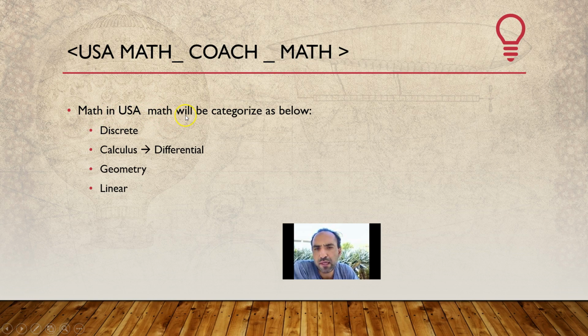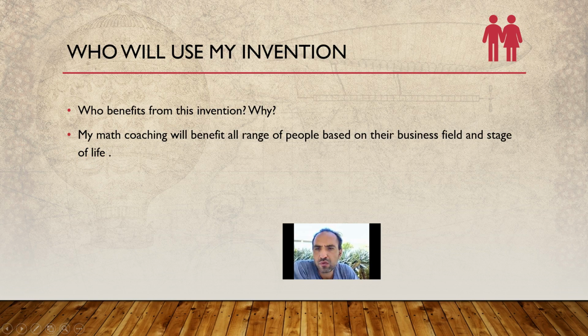In USA Math, math will be categorized as discrete, calculus, and from calculus we can find differential, and then we have geometry and linear. And from here, the next is who benefits from invention. It's a type of invention because all these things are under system engine. I'm a coach for this subject specifically, but if you want to learn about system engine, that's a different subject. It's an engineering subject, it's above these things, because my purpose here is just about coaching.